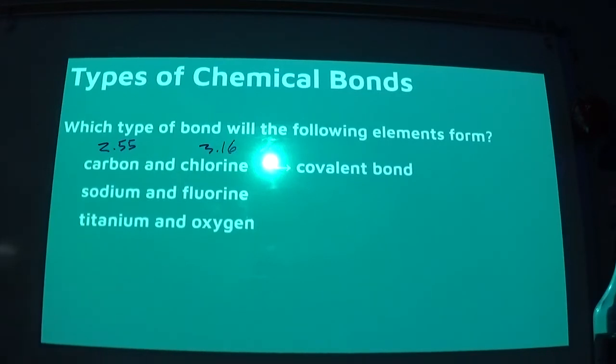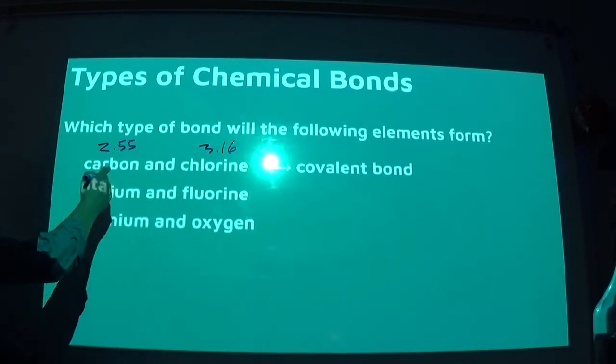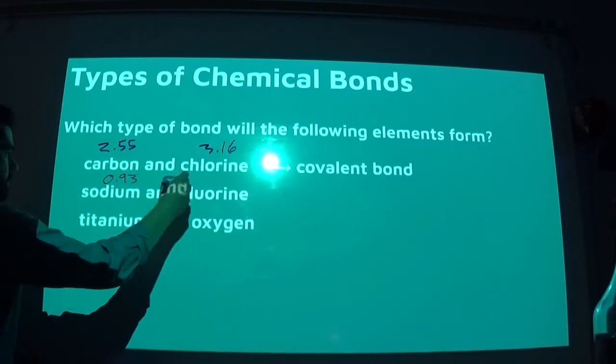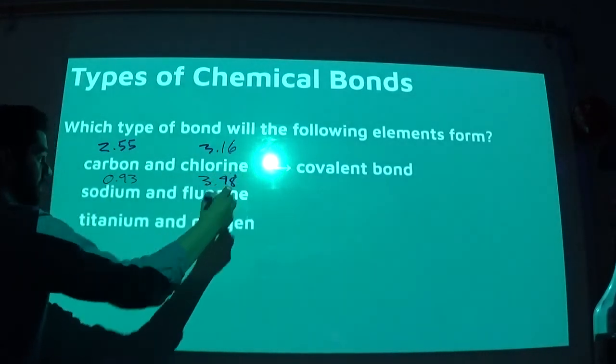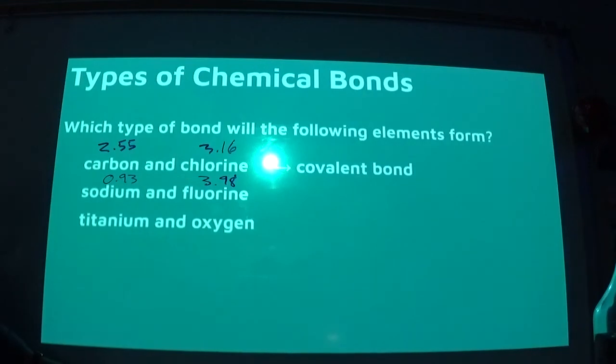What about sodium and fluorine? Sodium is 0.93. And fluorine is 3.98. Greater than 1.7. Yeah, that's ionic.